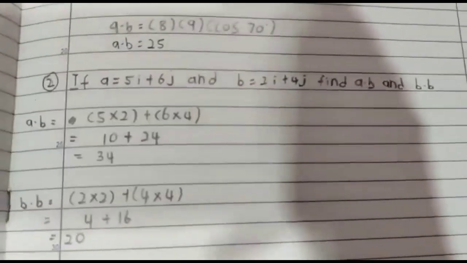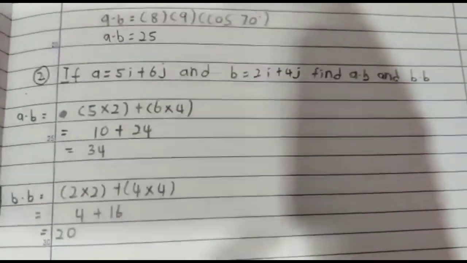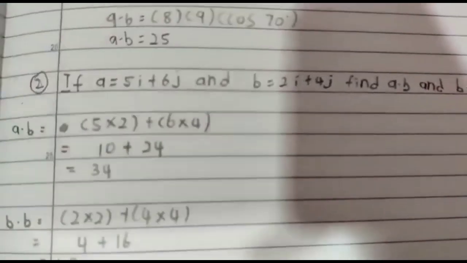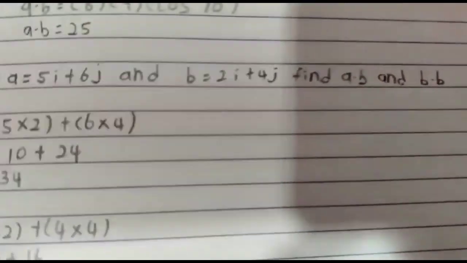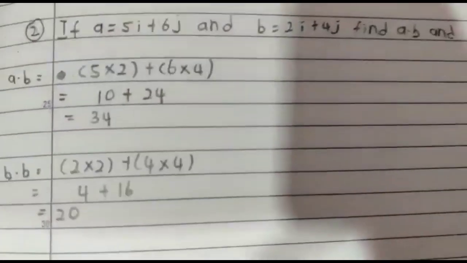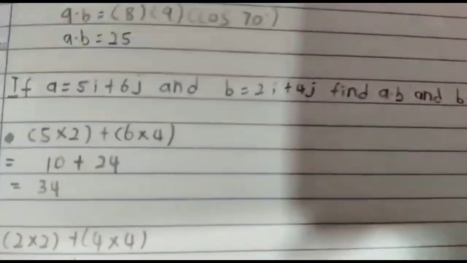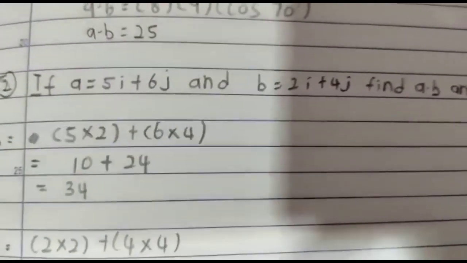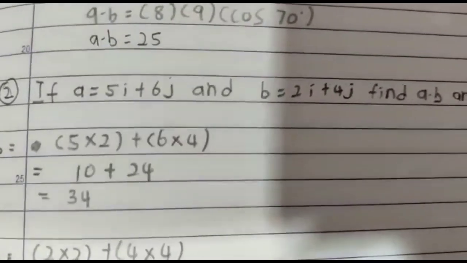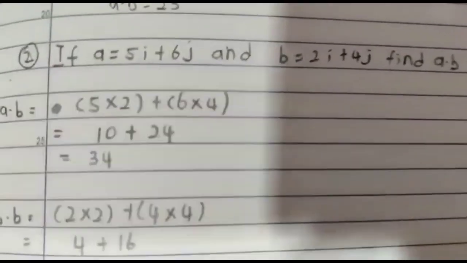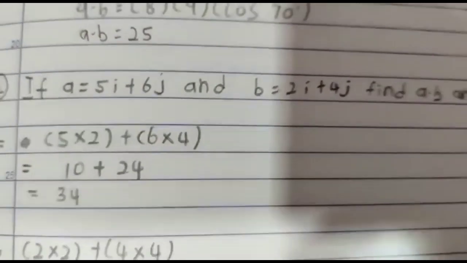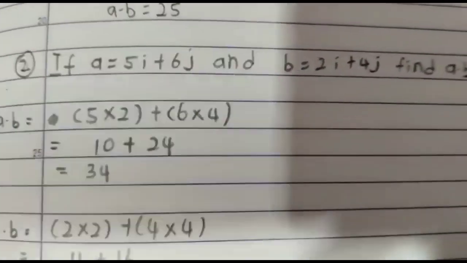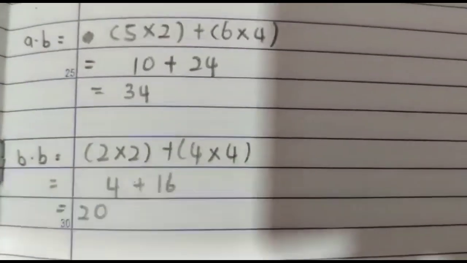Soalan 2. If A equals to 5i plus 6j and B equals to 2i plus 4j, find AB and BB. Okay, kalau A tu ialah 5i tambah 6j, B tu 2i tambah 4j. So dia suruh darab. So apa yang kita perlu buat ialah kita perlu ambil i dengan i dulu. i untuk A ialah 5, i untuk B ialah 2. So darab. So j untuk A ialah 6, j untuk B ialah 4. So kita perlu darab dan tambah, dapat 34.